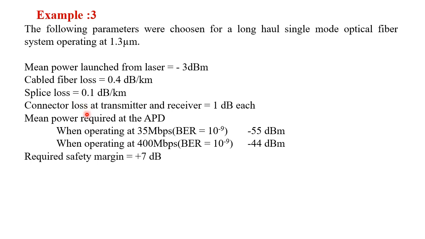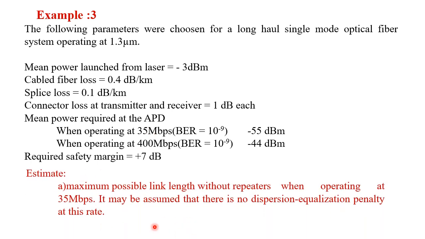Mean power required at the APD, suppose if it is operating at 35 megabits per second, then it is minus 55 dBm. When operating at 400 megabits per second, then it is minus 44 dBm. Required safety margin is plus 7 dB. Estimate the maximum possible link length without repeater when operating at 35 megabits per second. It may be assumed that there is no dispersion equalization penalty at this stage.